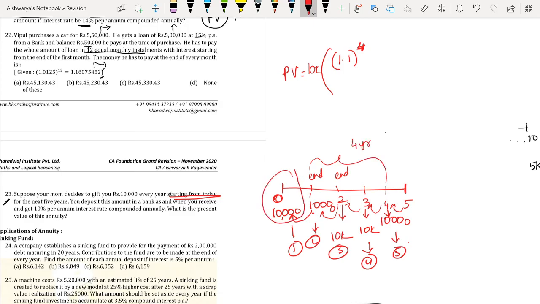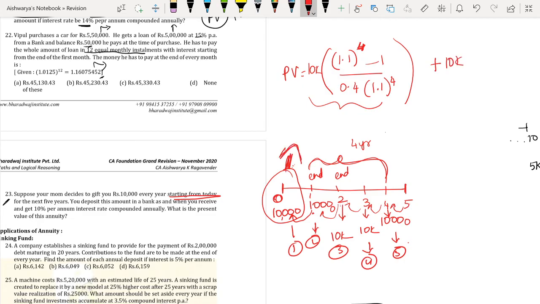I'll come back to this number. I'll tell you what it is. Okay, minus 1 divided by 0.1 into 1.1 the whole power 4. Now this will give you the present value of these 4. Okay, the moment you calculate the present value of this, you will add another 10k for this missed out one.